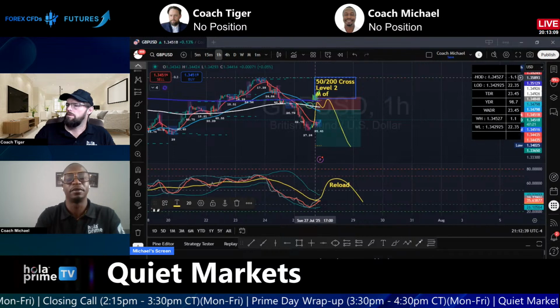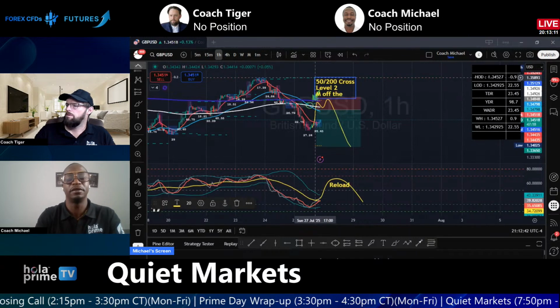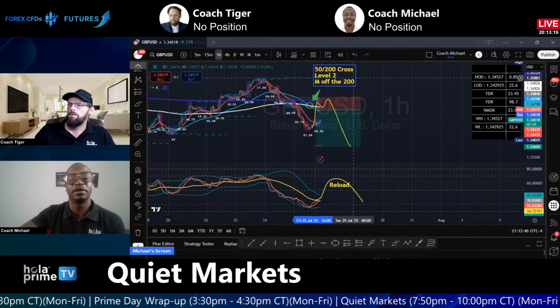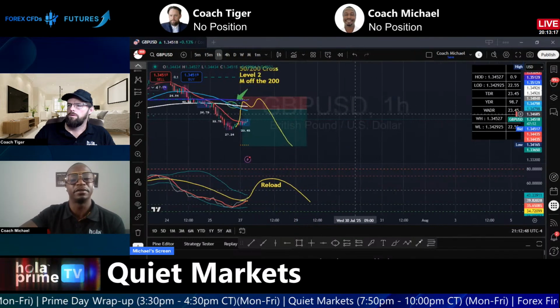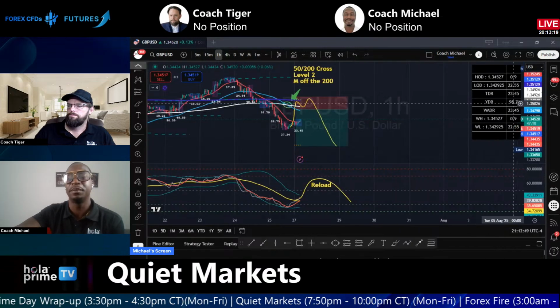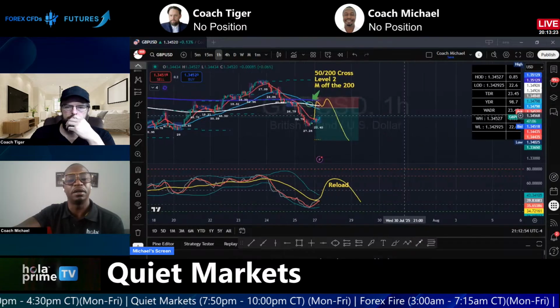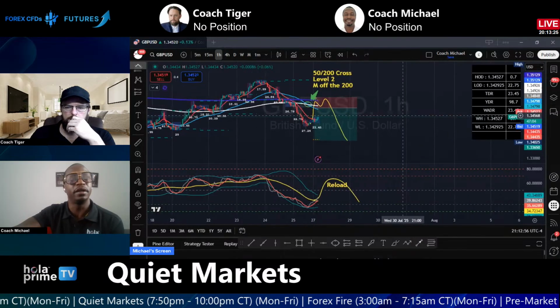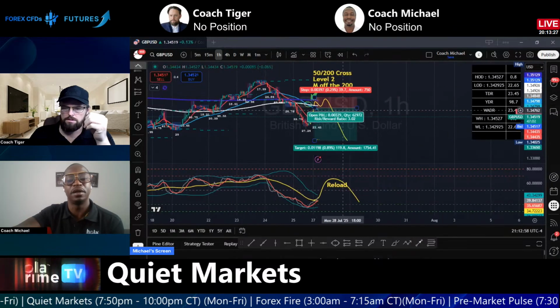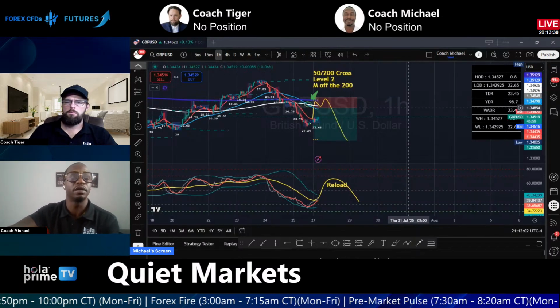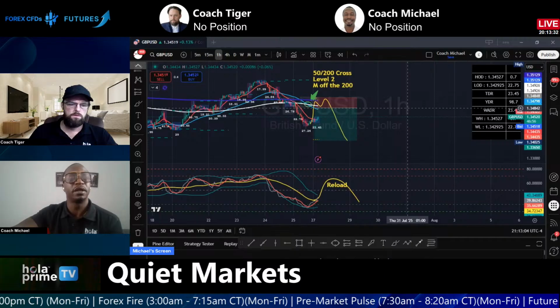That M of the 200. All right, which again will look something like this. So definitely want this to go ahead and come up. Just want to be patient, let it come to me. And this might be a great trade, not just because it's going to be an M off the 200, but because of the fundamental side and sentiment that you mentioned earlier. So we'd love to see something like this set up.